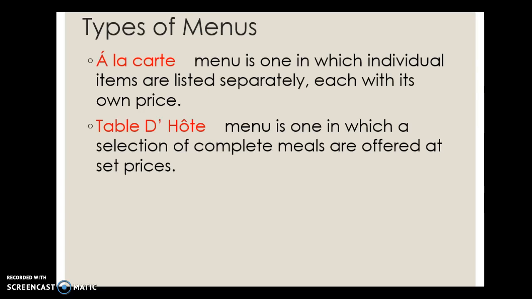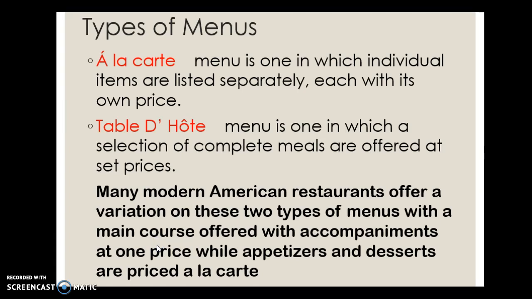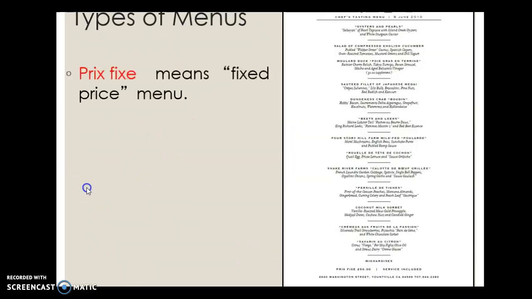Table d'hôte is a menu in which a selection of complete meals are offered at set prices. Now we've used these a little bit interchangeably, the table d'hôte, the prix fixe menu, and the chef's choice. We've kind of put those together. A lot of times we now have a variation of menus. In a lot of American restaurants, American cuisine, the chefs like to pick and choose what they want. It's also very common to have a seasonal menu. So it takes a little bit of characteristics from each different menu to create what we see in very common restaurants.